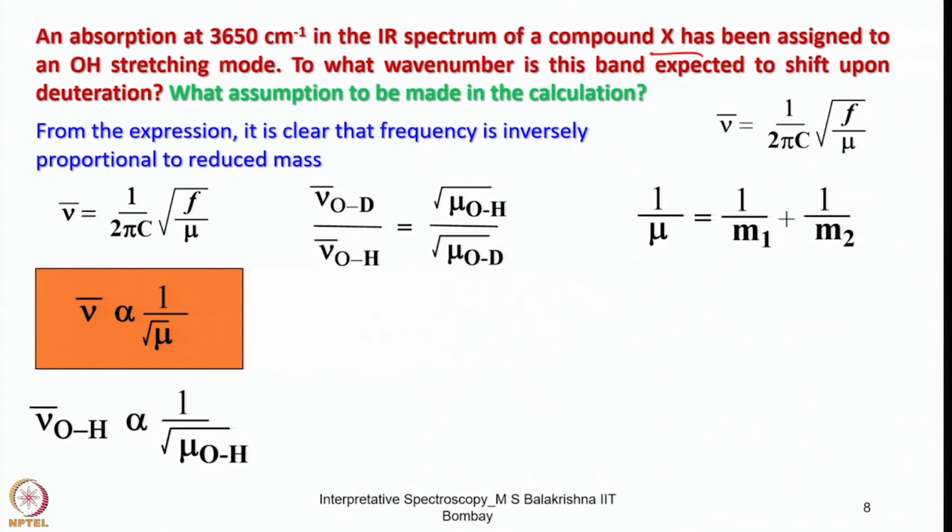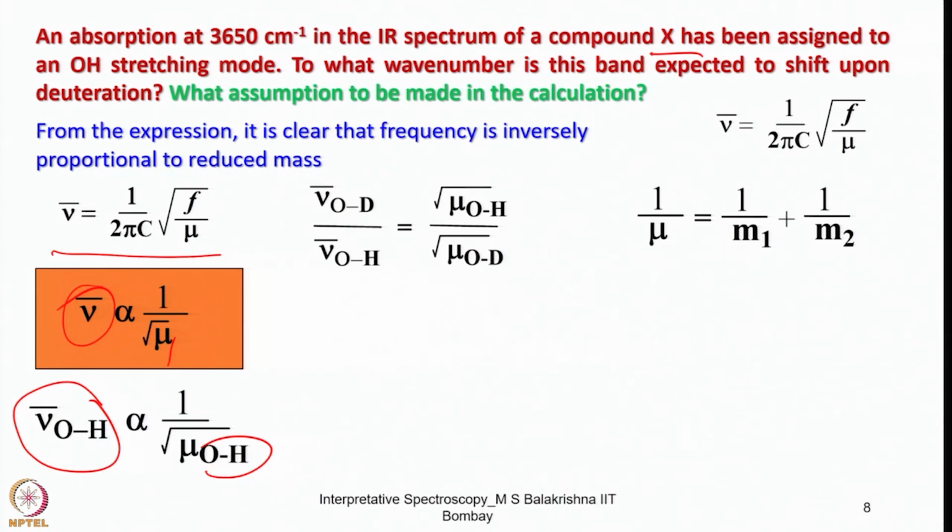Now from the standard expression that you already know, nu bar equals 1 over 2 pi c into square root of f over mu, where f is the stretching force constant and mu is the reduced mass. That means we can consider that nu is inversely proportional to square root of mu, the reduced mass. So the absorption frequency nu bar is inversely proportional to the square root of the OH bond reduced mass.